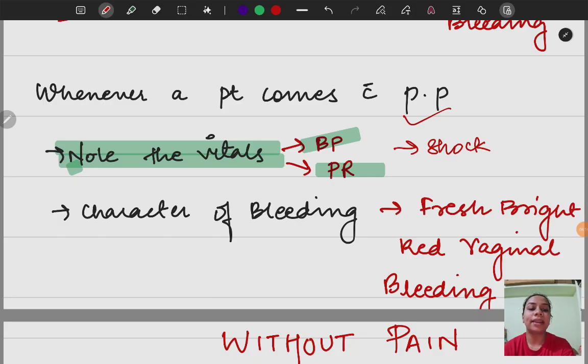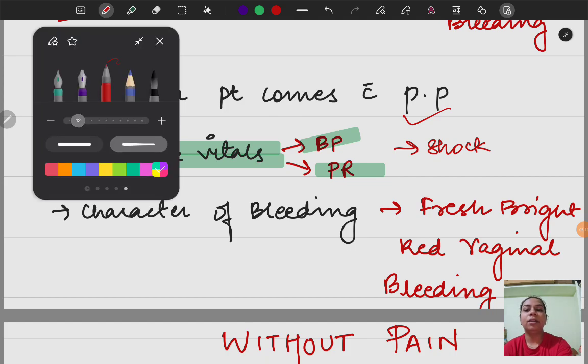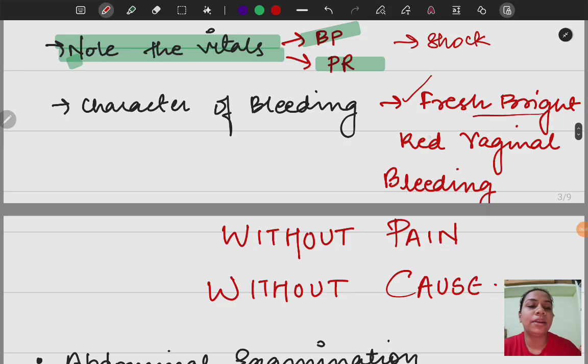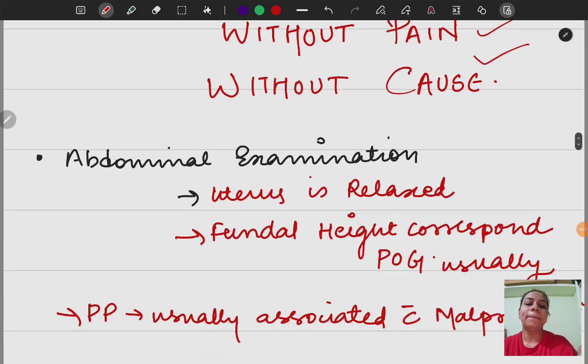Next, you have to see the character of the bleeding. What will be the character of bleeding is, there will always be fresh bright blood. Why? Because the placenta is covering the internal os. Okay, so there is fresh, bright red vaginal bleeding, and it will always be without pain and without any cause. So without any trauma, any reason, mother will tell that suddenly she was found in a pool of blood, and she won't even come to know because there is no pain. So that is the main characteristic of placenta previa.